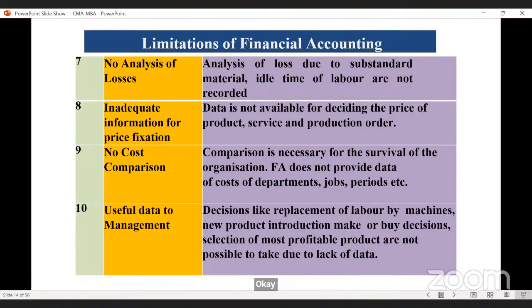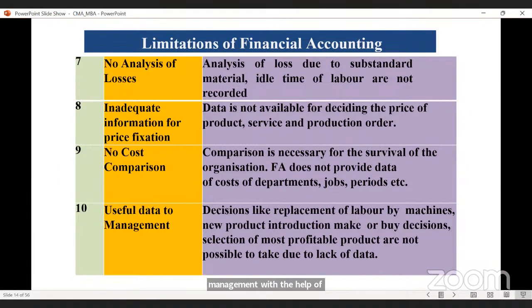Again, useful data for management decisions like replacement of labor by machines, new product introduction, make or buy decisions, and selection of the most profitable product are not possible to take due to lack of data, since financial accounting is not providing the detailed data. So you cannot decide whether you are going to replace this number of laborers or workers from your factory, or whether you are going to replace this particular machinery, or whether you are going to introduce a new product into the market. So these decisions you cannot take as a part of management with the help of financial accounting.